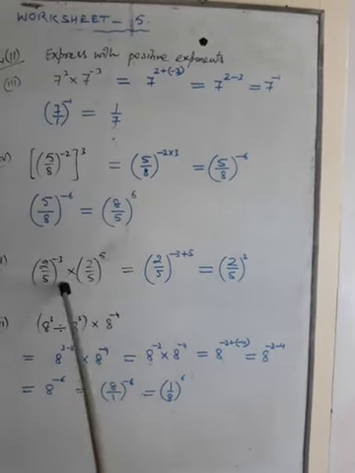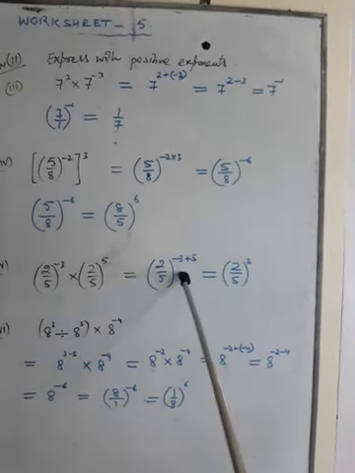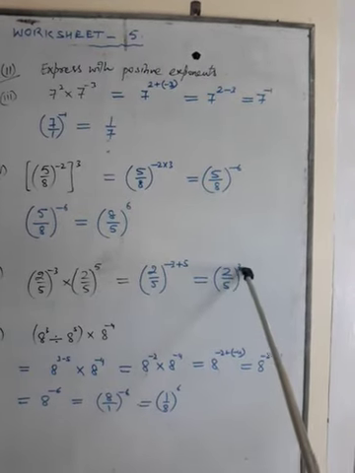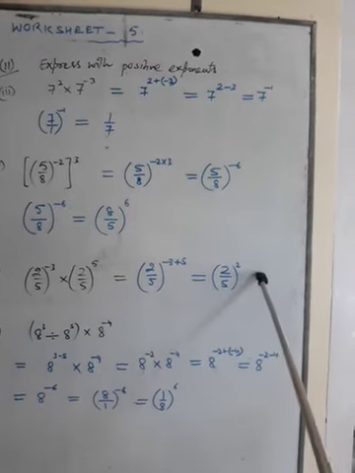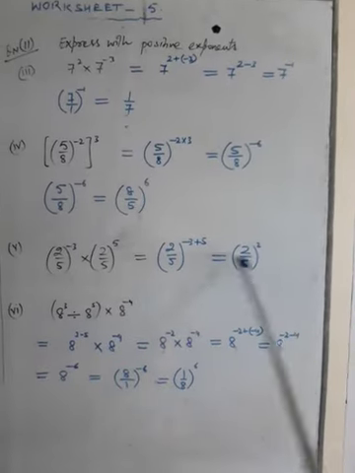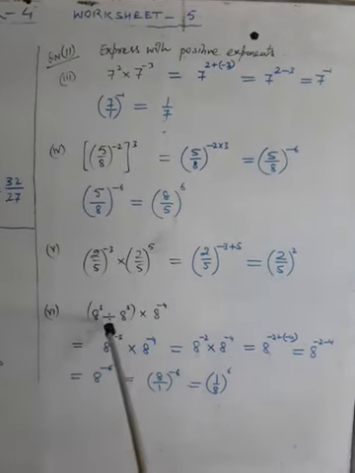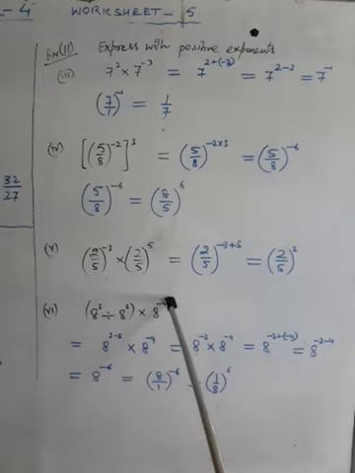Bases are same, multiplication is involved, powers are to be added up. So it comes out to be (2 over 5) to the power 2. It is already with the positive exponent, nothing to do with it. Next, a to the power 3 divided by a to the power 5, into a to the power minus 4.